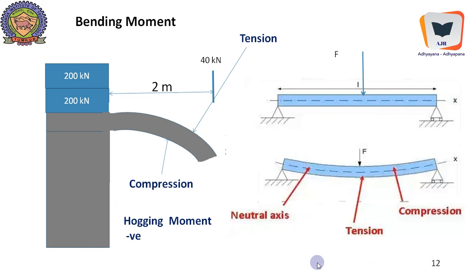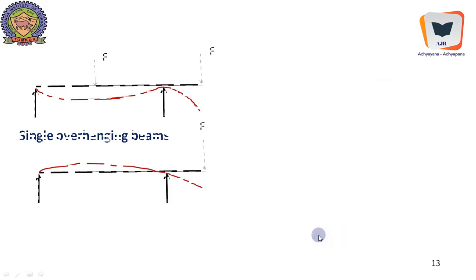Therefore, simply supported beams are subjected to sagging moments. They sag like a string. They sag like, let us say, a saucer. They take the shape of a saucer. Top compression, bottom tension.